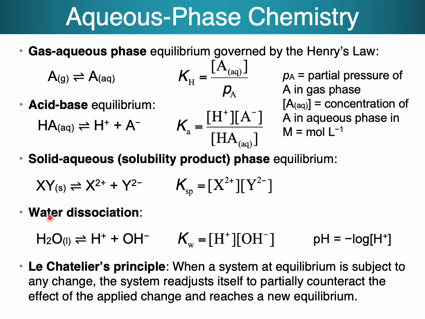And very importantly, when you look at the water dissociation constant here, you can see that if the solution has more proton, if the solution is more acidic, then correspondingly there will also be a lower concentration of hydroxide, so the solution would be less alkaline.